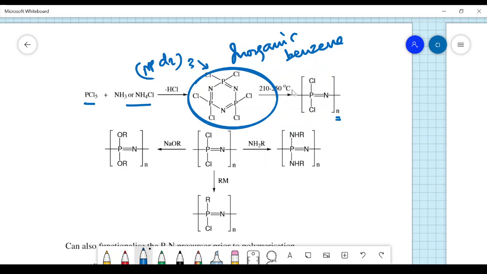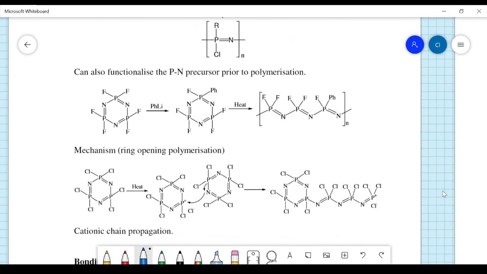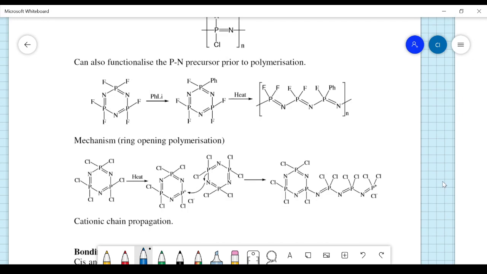Okay, so in the place of Cl, if you have OR, Cl can be substituted, for example with OCH3. You get an OCH3 polymer, and if you have NH2R, you get an NHCH3 kind of polymer. So this comes under polyphosphazene, and that is very essential for you. You can also functionalize the PN precursor prior to the polymerization.